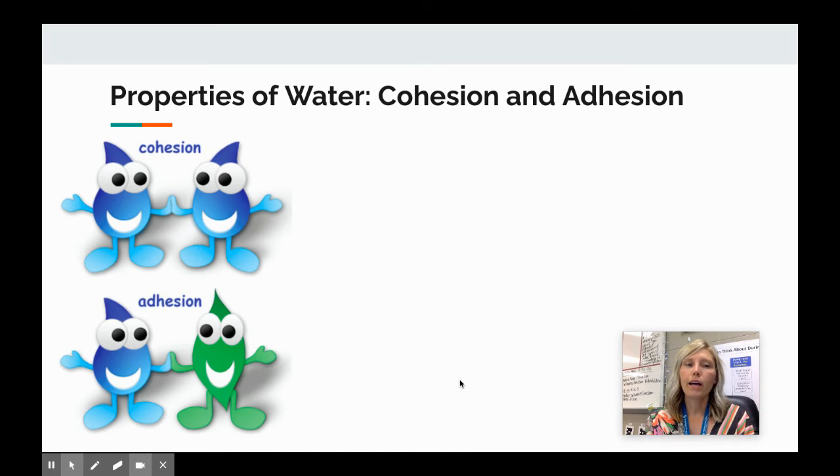Okay, we're going to dive into properties of water first: cohesion and adhesion. First of all, what is it? And second of all, most importantly, how does it contribute to helping sustain life on Earth?